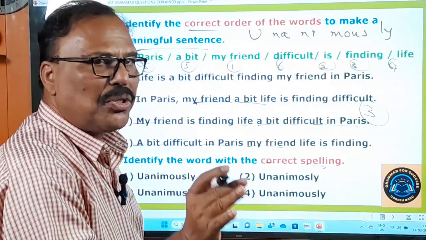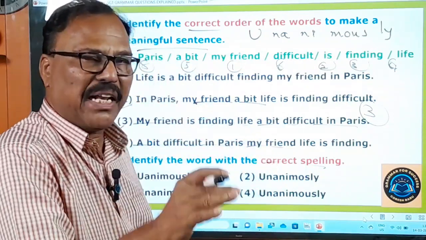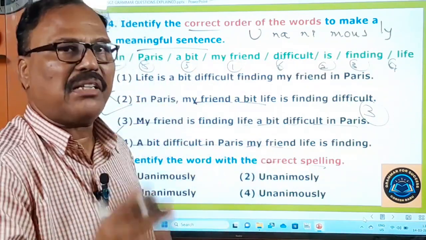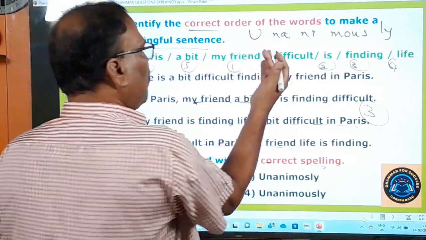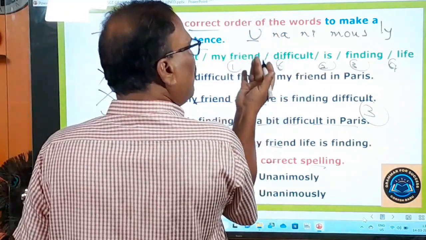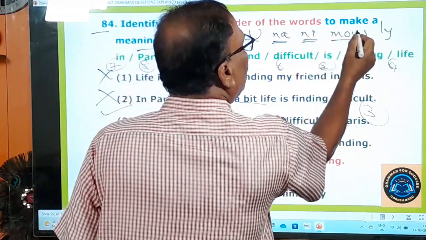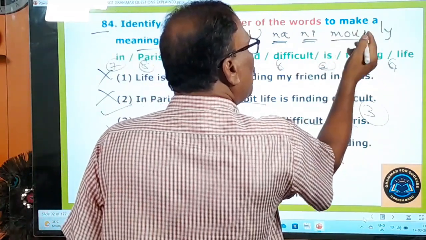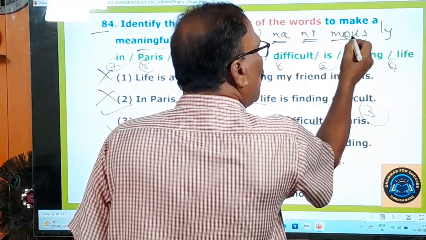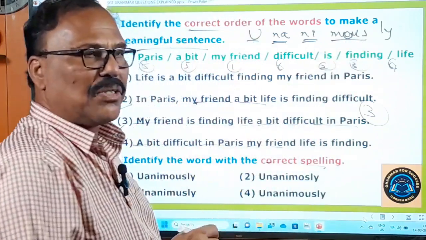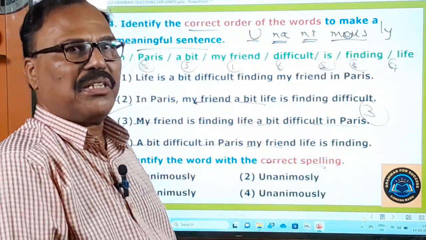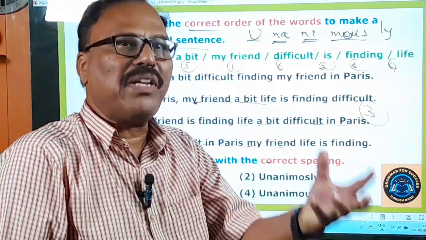Whenever you want to give the correct spelling of any word, you must cut the word into syllables. So I have cut the word into syllables. "You" is always "you." Na, ni, mus. Here it should be "mus," but here the o is silent, and this vowel sound, the Britishers use more vowel sounds.